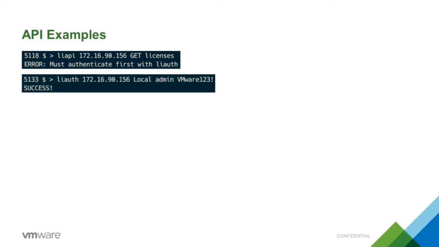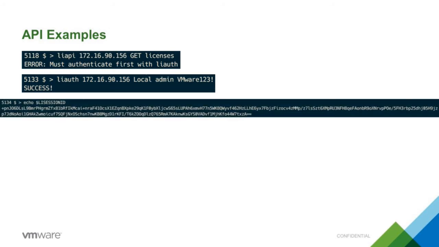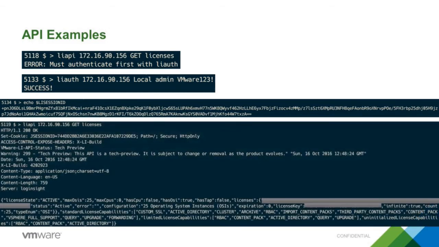It supports local and Active Directory accounts today. We have the tech preview support for VIDM, that could be used as well. You go ahead and provide your credentials, and what you end up doing is getting an environment variable called li session ID. This session ID gets passed with all of your li API requests. So now that I have this session ID, I can go ahead and issue the same request to licensing, and what do you know, I actually get the results. Again, it's a tech preview API, I get the output. Sorry, I'm not going to show you my license key, so I muted that out.